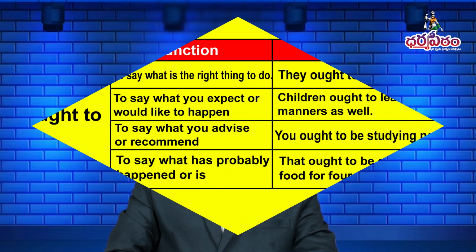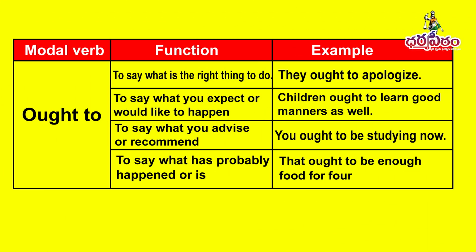Just as what happened in the first one, like the right thing. You ought to study now. You are supposed to study now. You are not expected to play around. Right? Then, to say what has probably happened or is probably true.